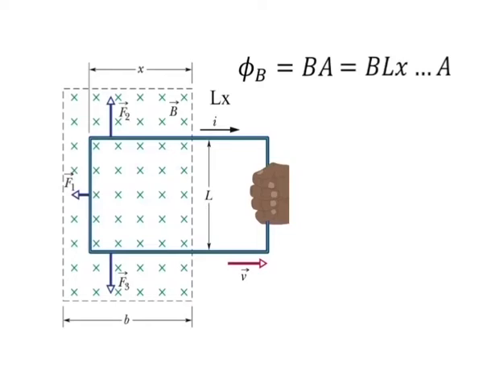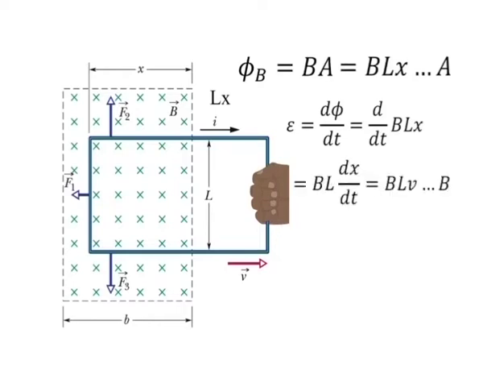As x decreases, the flux decreases. Faraday's law tells us that with this flux decrease, an EMF is induced in the loop. Dropping the minus sign in Faraday's equation and using equation A, we can write the magnitude of this EMF as ε = dΦ_B/dt = d/dt (BLx) = BL dx/dt, and finally it becomes equal to BLv.